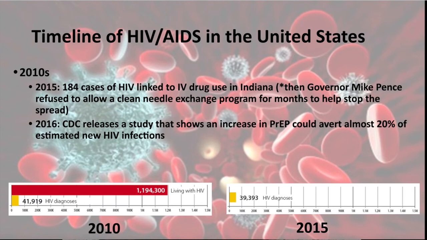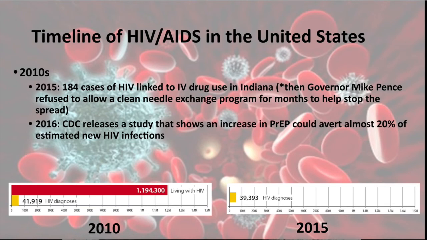So that outbreak could have been lessened, not prevented, but lessened, had he allowed people using needles to exchange them for clean needles rather than having to share needles among people and allowing HIV to spread. And then in 2016, the CDC released a study that shows an increase in PrEP and those drugs could avert almost 20% of the estimated new HIV infections. So it's showing that those would work.